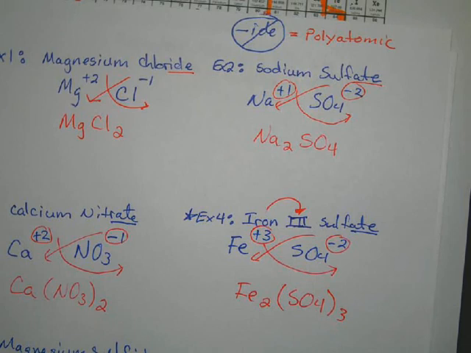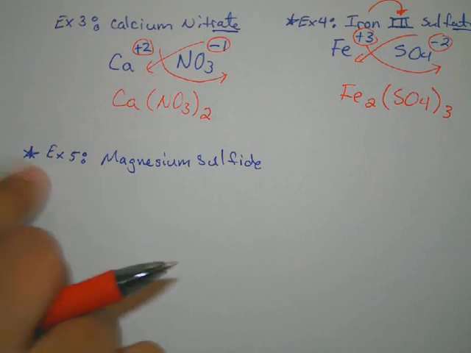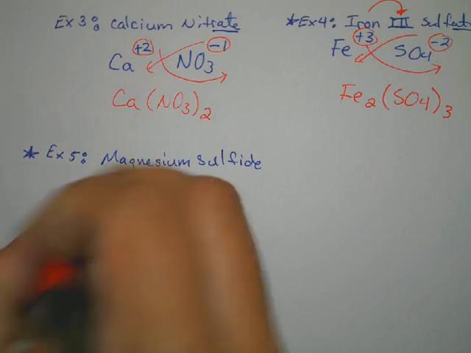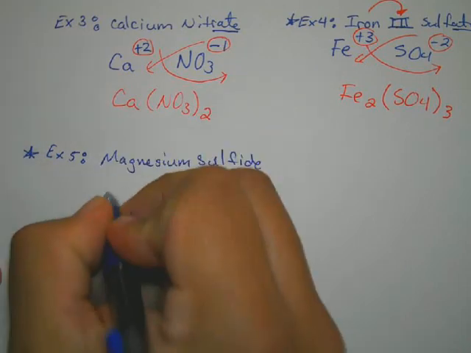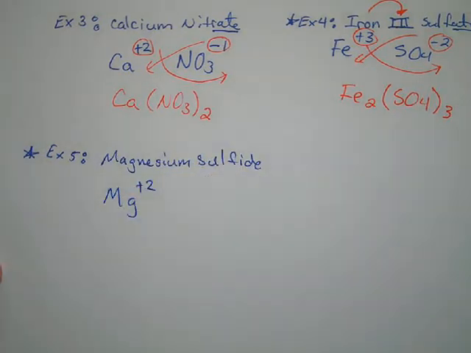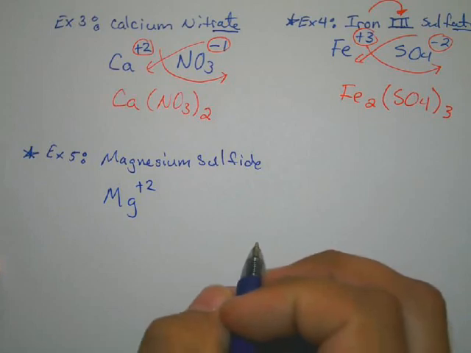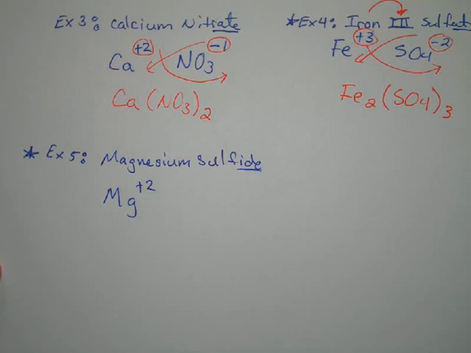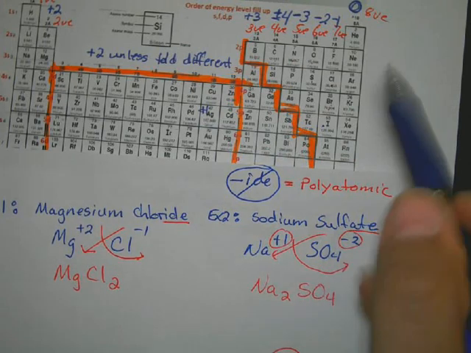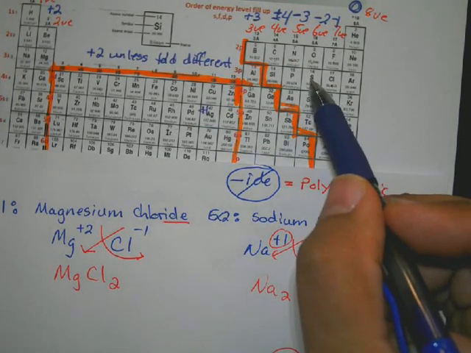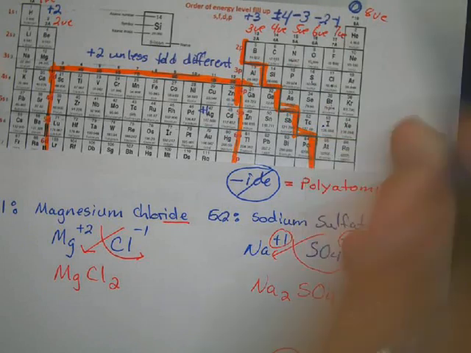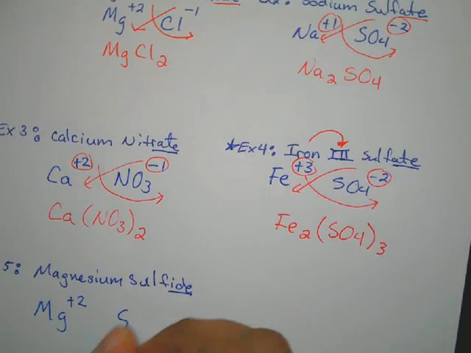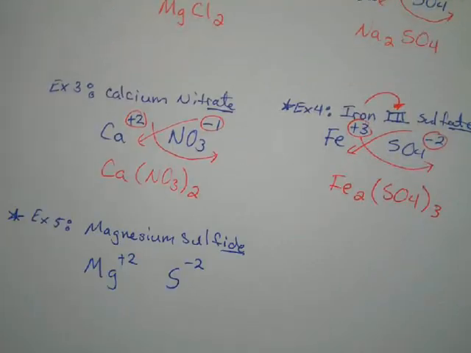Okay? And finally, our last example. Put a star by it because this one's special. Now, if I looked up magnesium, he's Mg plus 2. And now, we're going to look at what this ending is. What does this end in? Ide. So that tells me it's a single nonmetal. Because it's a single nonmetal, I just got to look up here. This is sulfur, right? And he has a -2 oxidation number. So I'm going to write S with a -2. Okay? This one's super important.